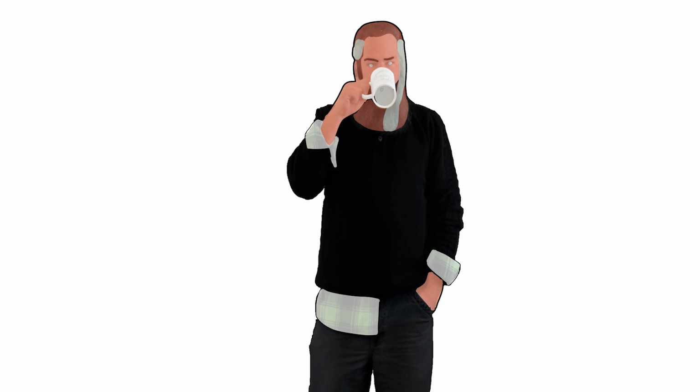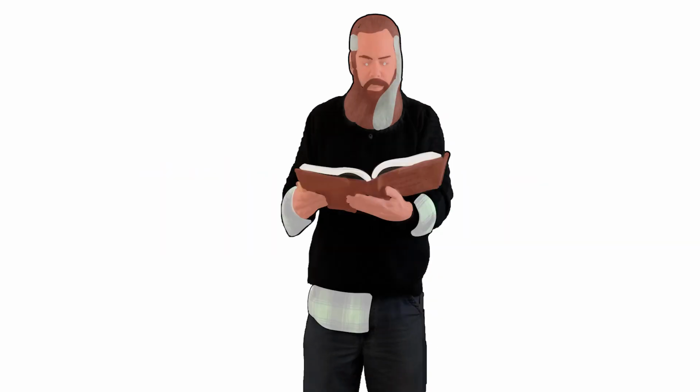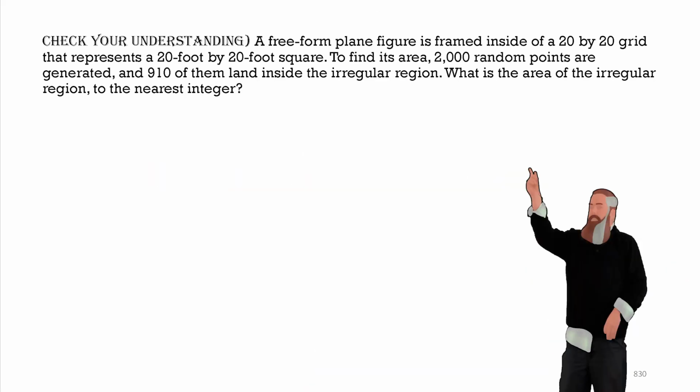The theory is that the ratio of points that land inside the region to the total points should equal the ratio of the area of the irregular region to the area of the rectangle. The more points you use, the more accurate your approximation. Let's check our understanding of this.